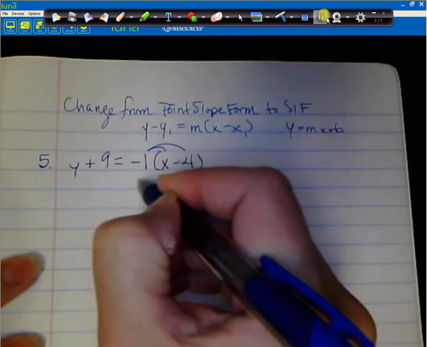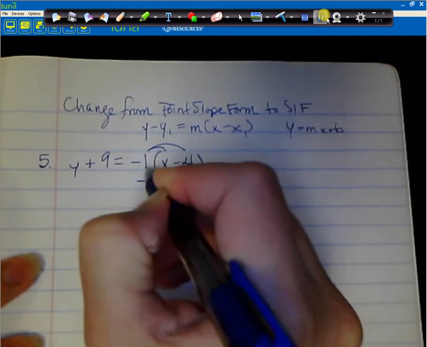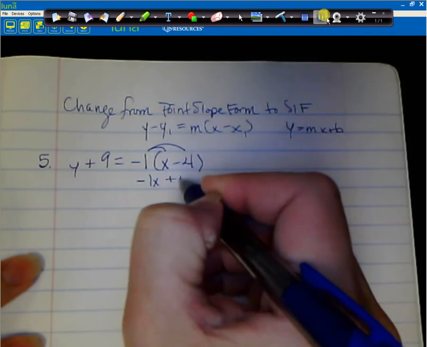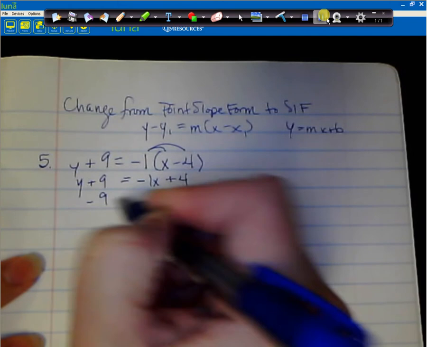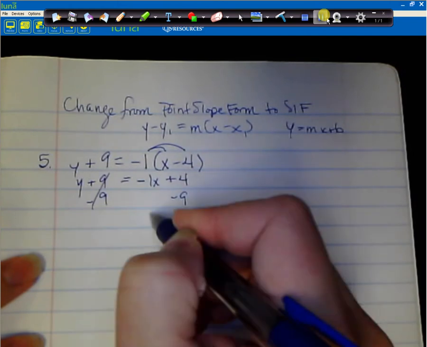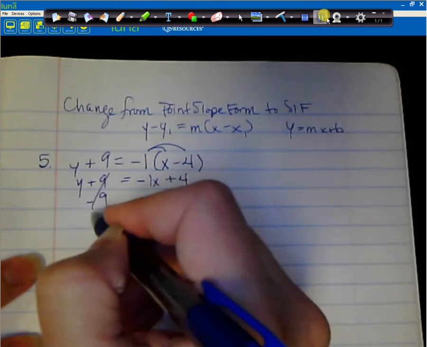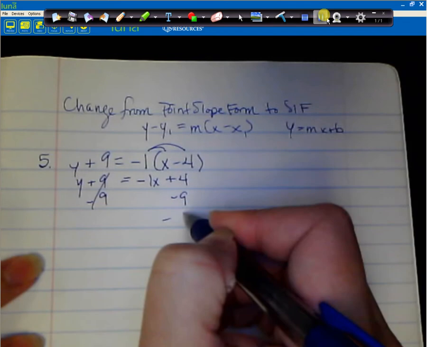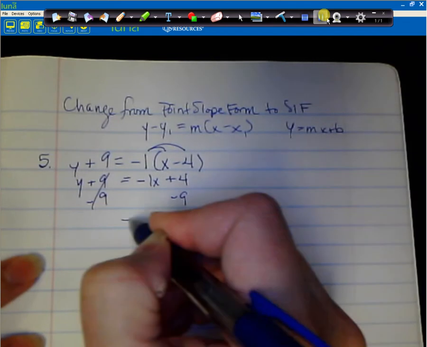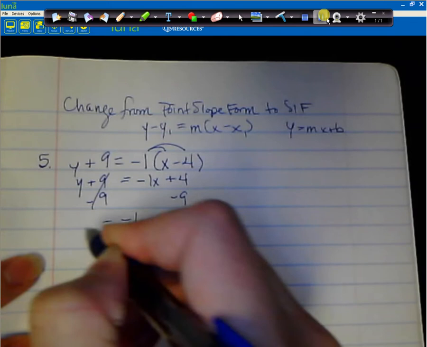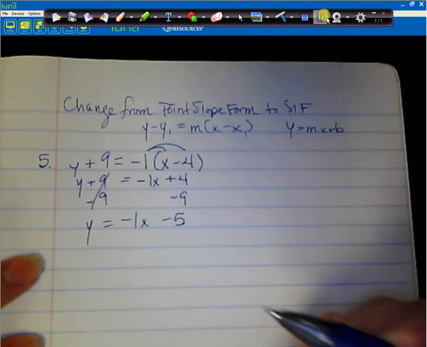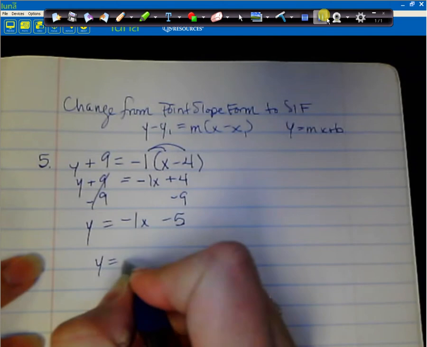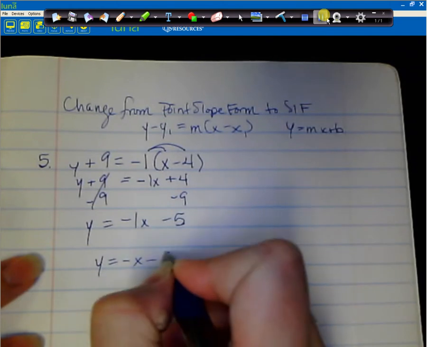-1 times x is going to give me -1x. -1 times -4 is going to give me +4. I'm going to bring down my y and my +9. I'm going to subtract 9 on both sides. This is going to cancel here, and here it's going to give me -5. I'm going to bring down my -1x, my equal sign, and my y. And I have y equals -1x minus 5. That could also be written as y equals -x minus 5.